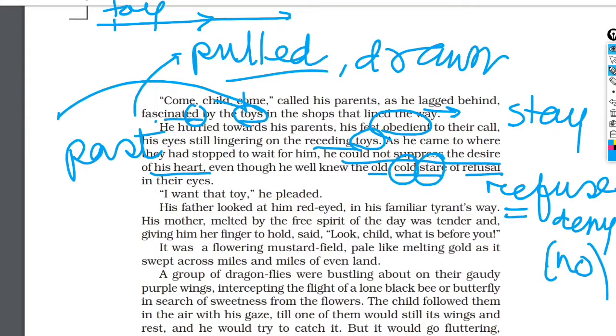Therefore he could not suppress or control his emotion, and he told, my mother, my father, I wanted the toy. It is so dear to me. Please mother, please father, I want the toy. He pleaded.